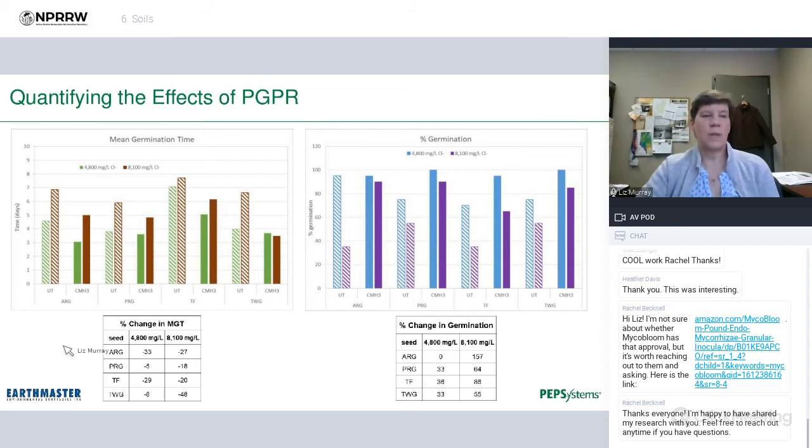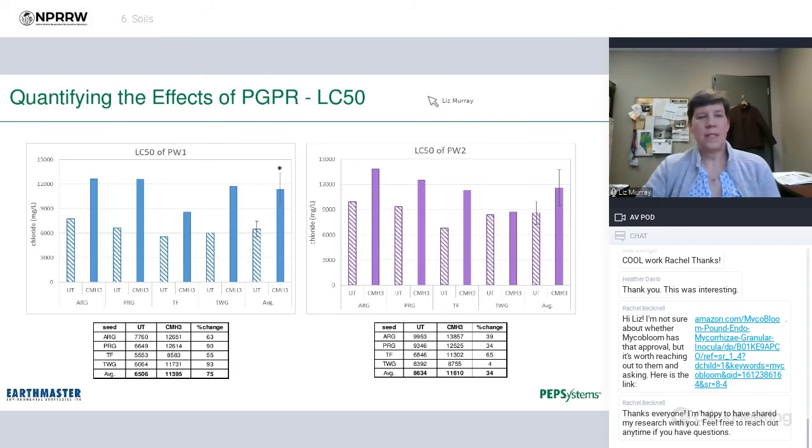What you want to see is a decrease in mean germination time compared to the untreated control. So you want the solid bars to be smaller than the hatched bars for the corresponding color. And when you look at percent germination, you want that to be bigger, so you want the solid bars to be bigger than the hatched bars for the corresponding colors. I've put that in chart form below. Basically, what we want to see is PGPR decrease mean germination time and increase percent germination.